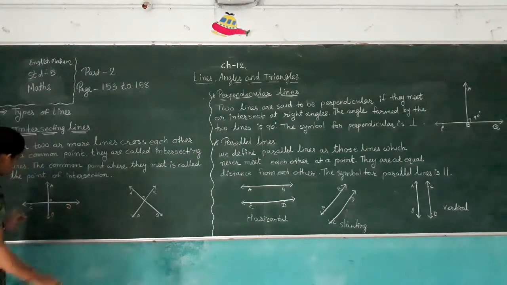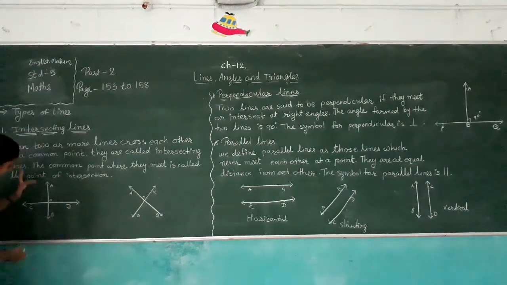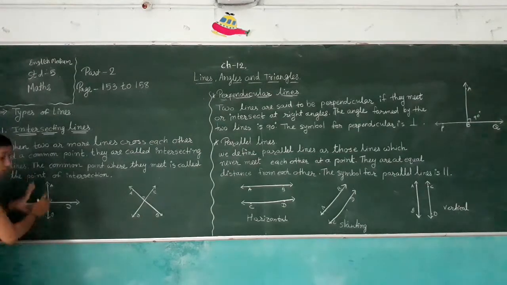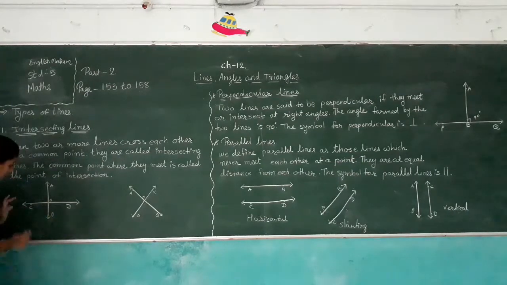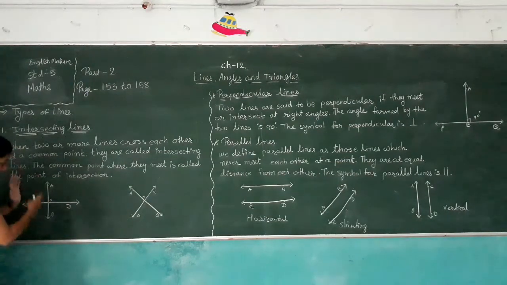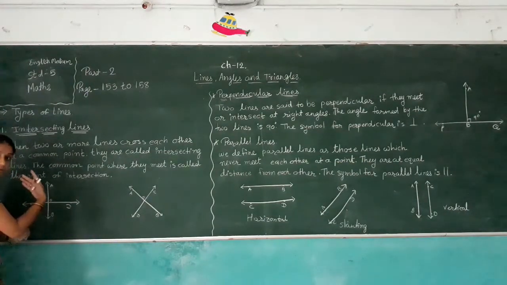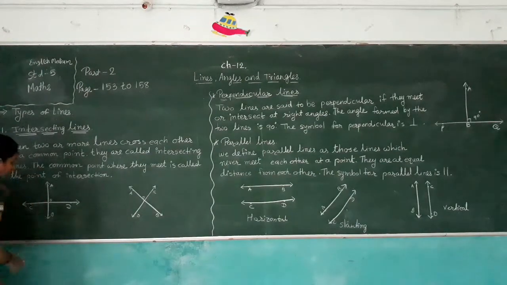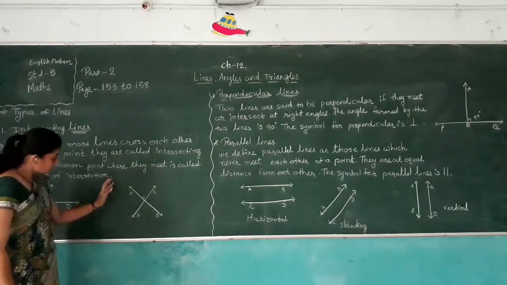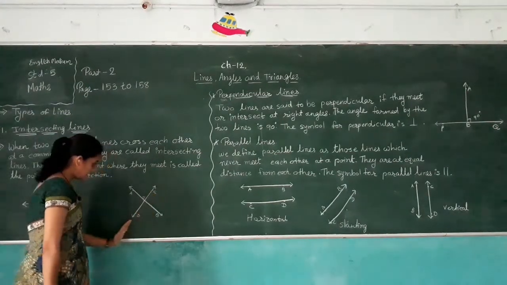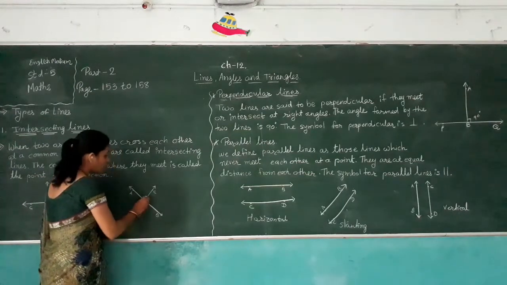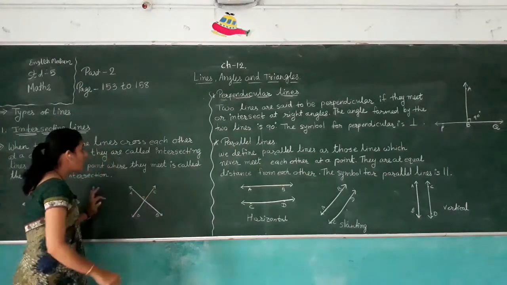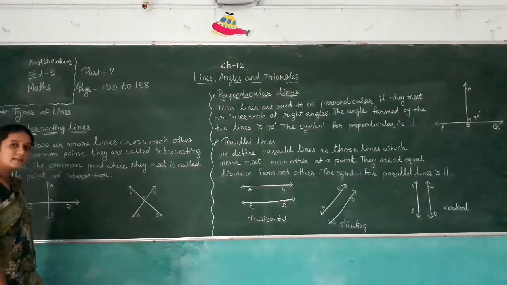Look here, there is a line CD and line AB. Both lines intersect at a common point O. Line CD and line AB cross each other and intersect at the point O. Same here, line AB and line CD cross each other and intersect at the point O. This type of line is called intersecting lines.